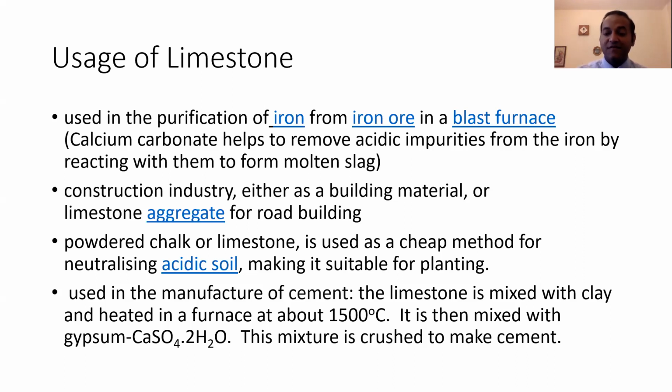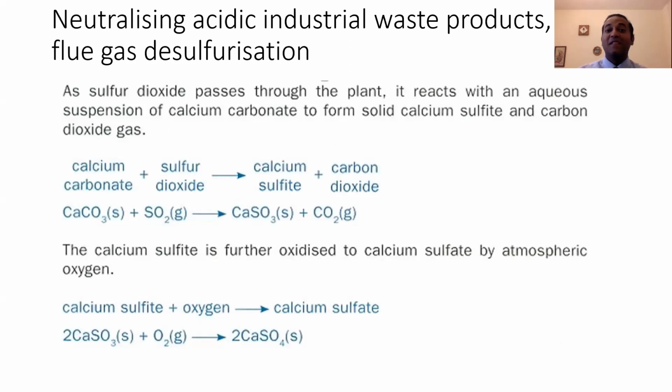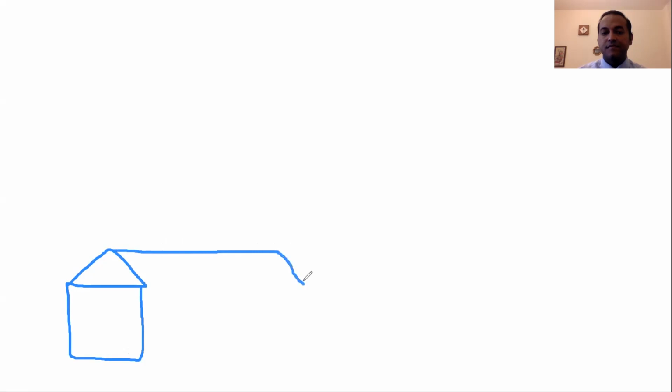Okay, let us look whether we have some similarity. Okay, so neutralizing acid industrial waste product in flue gas desulfurization. Now most of us have seen industry. I'm going to draw for you. So guys, all of us have seen industrial buildings. For an example, this is a factory. Okay, this is a large factory. So this factory usually has a chimney, as you can see.